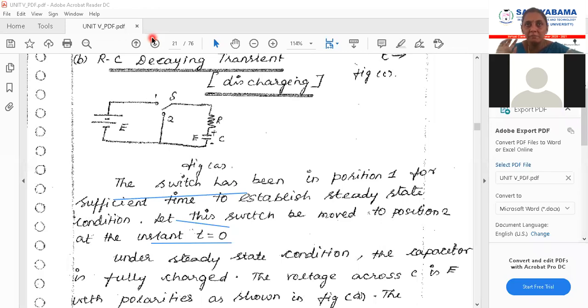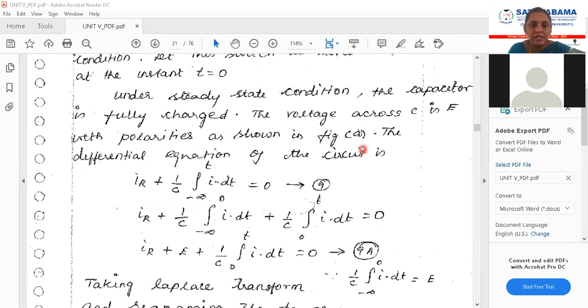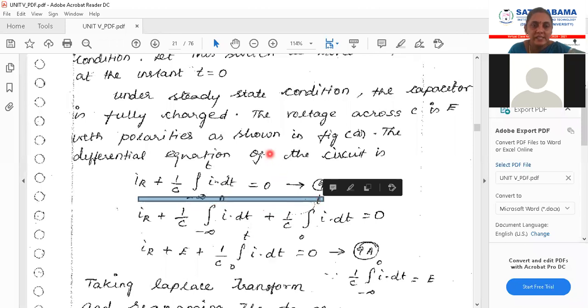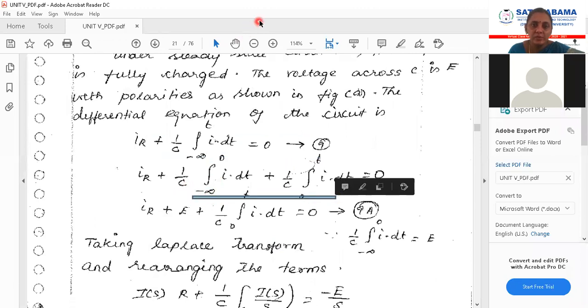So what will happen? The capacitance will be charged by the voltage source when the switch was connected in position 1, and the capacitance will start to discharge when the switch is at position 2. Now check here. We are now writing again the equation IR plus 1 by C into the integral from minus infinity to t of I dt. This minus infinity to t will be split now, and written as 1 by C into the integral like this.